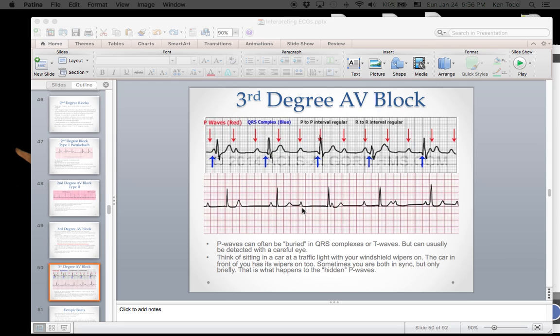This one is a little trickier to see. At first glance, it might seem kind of normal. But then you look through and you start seeing that your P waves are... You shouldn't have a P wave right after a QRS. You start to see I have this nice regular rhythm of P to P intervals and a nice regular rhythm of R to R intervals, but they're at two completely different rates. So that should automatically tell you third degree heart block.